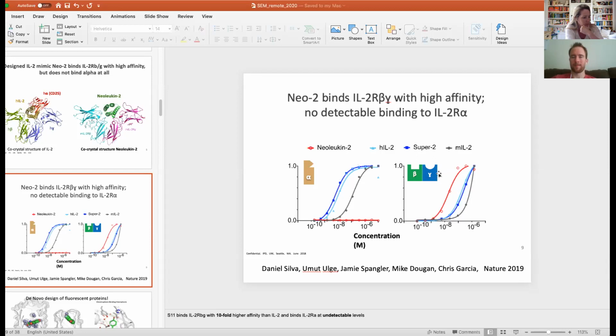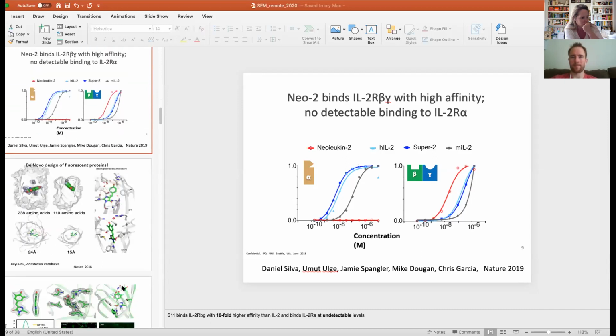The reason I showed this example is that we've designed binders to quite a wide variety of different cell surface receptors. We're interested in using this to modulate signaling. This one will actually go into clinical trials in humans starting next year, and so it'll be very interesting to see how de novo designed proteins behave in people.